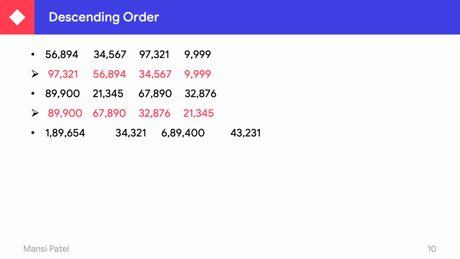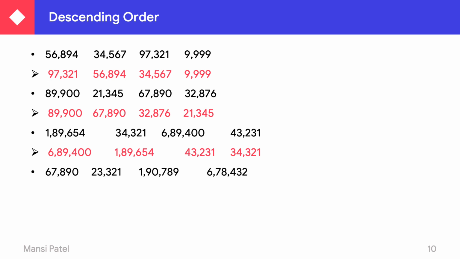Among these four numbers, which one is the biggest? 6,89,400. Then after that 1,89,654, after that 43,231, and then 34,321. Your next numbers are 67,890, then 23,321, then 1,90,789, then 6,78,432.